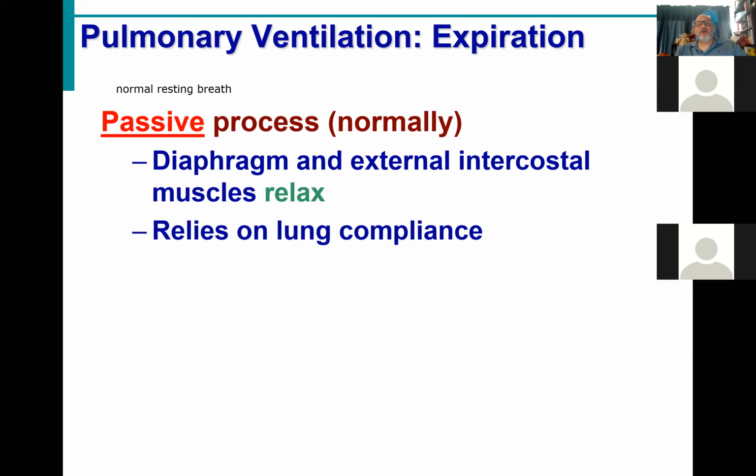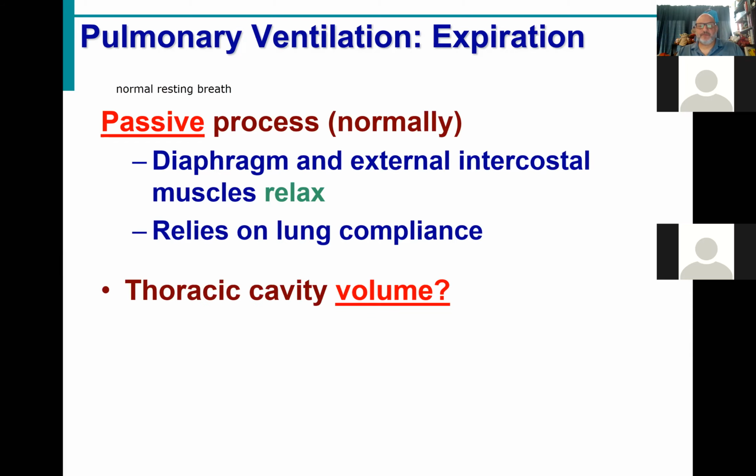All right, so with our passive normal resting breath, we're just relying on the elasticity of the thoracic cavity, the elasticity of the lungs. We're relaxing the diaphragm, relaxing those external intercostal muscles. And when we relax those, then as a result of that, they go back to original shape, and it doesn't use ATP. Relaxing a muscle doesn't use ATP.